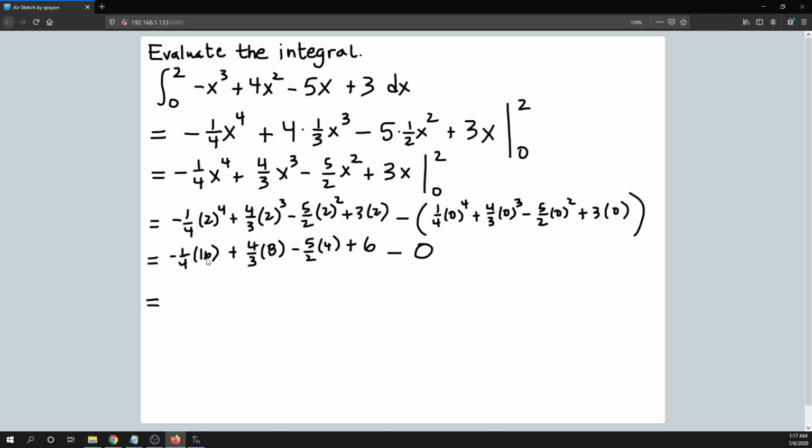Here I have negative 1/4 times 16. That's going to give me negative 4 plus 32/3 minus, all right, here 2 would go into 4 2 times. And then 2 times 5 would give us 10. Then if I add the integers together, I have negative 14 plus 6, which would be negative 8.